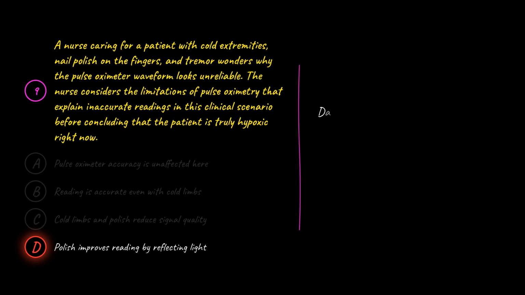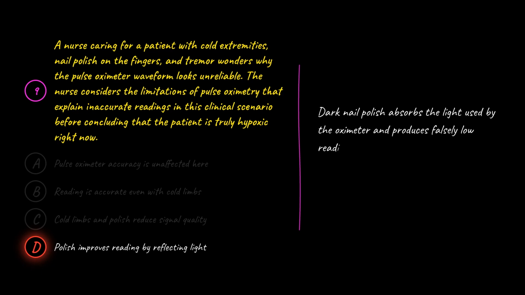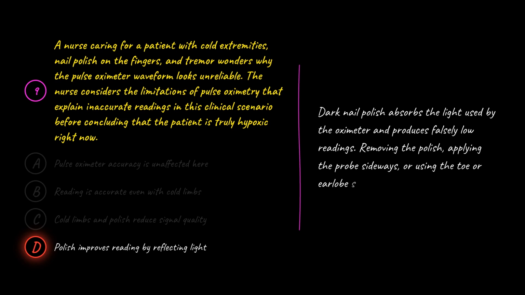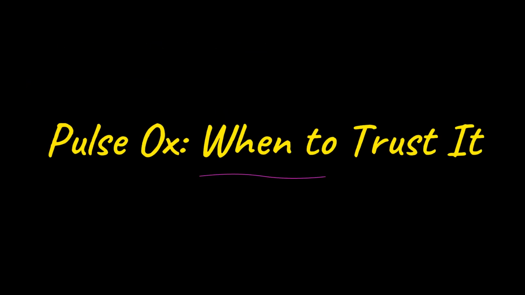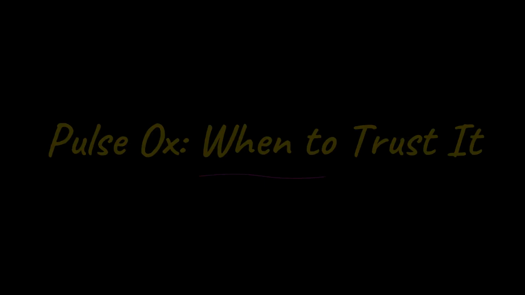D is wrong because dark nail polish absorbs the light used by the oximeter and produces falsely low readings. Removing the polish, applying the probe sideways, or using the toe or earlobe site improves accuracy reliably. Pulse oximetry revolutionized bedside monitoring by giving clinicians a continuous, non-invasive window into oxygen saturation. But the device has real limits, and knowing when to question the number is just as important as reading it.